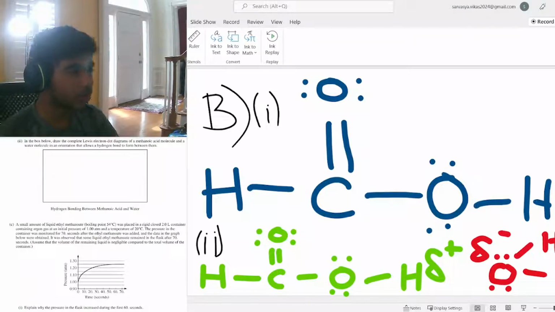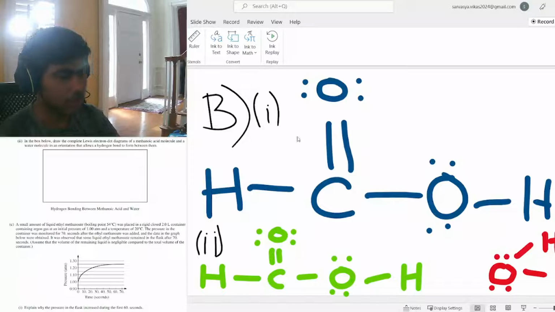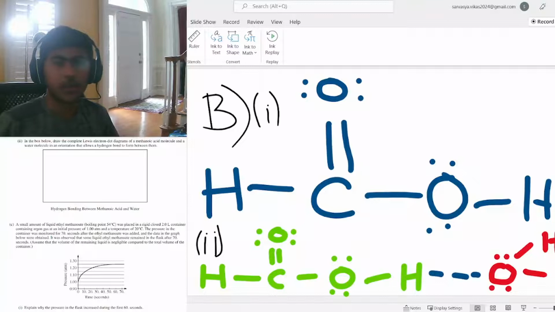Alright, so we really don't need the partial signs. We can just put this up like this. And the hydrogen bond right here is going to be like that. The hydrogen bond between the O and the H. The negative polarized O and the positive polarized H. And that is going to be the hydrogen bond between the methanoic acid and the water. Let's move on to the next part, part C.